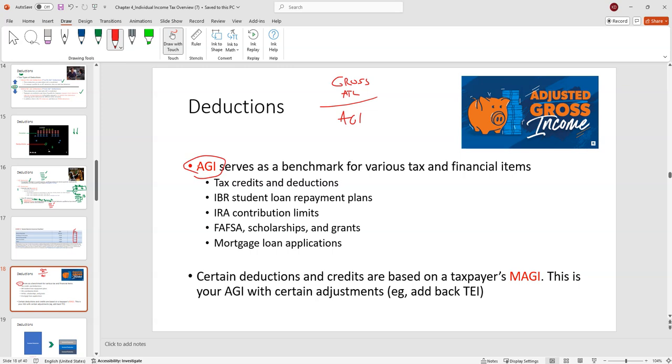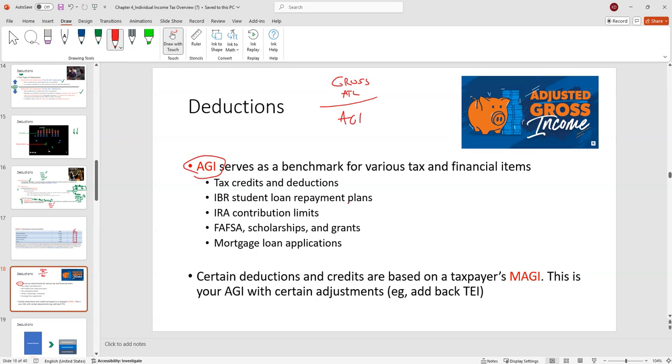This is kind of an important benchmark, right? They use this a lot in the tax code as well as in the real world. So in order for you to qualify for certain tax credits and deductions with phase outs and phase ins, they'll say, well, we need to look at what your AGI is, right? Likewise, it's connected to your student loans. If you're on an income-based repayment plan, right? It might be something like, look, you pay 5 or 10% of your AGI throughout the year on your student loans.